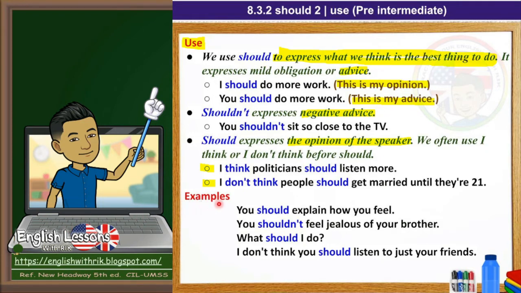Here are some more examples. You should explain how you feel. You shouldn't feel jealous of your brother. What should I do? I don't think you should listen to just your friends.